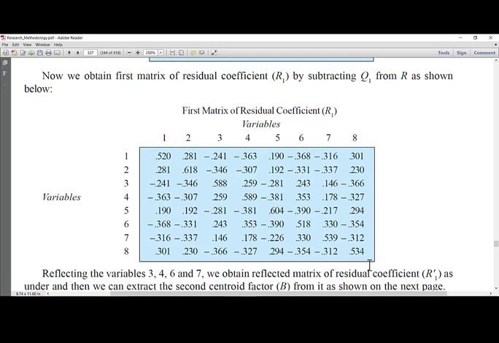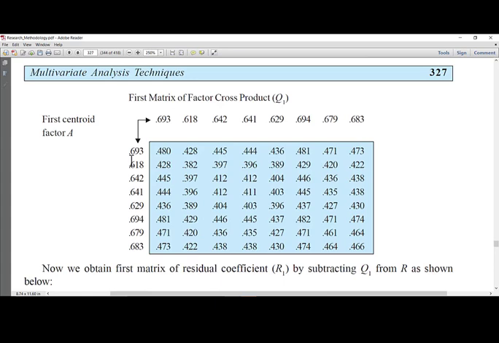Yes. Here we write, along this column, the principal component 1 values, and similarly here in the horizontal way also we write those values. Then this matrix of factor cross product Q1 is calculated. As I said, the first element here will be the multiplication of this element with this element, and the second element of this Q1 matrix is obtained by multiplying this value with this value. So, like that, this type of matrix is formed for Q1.